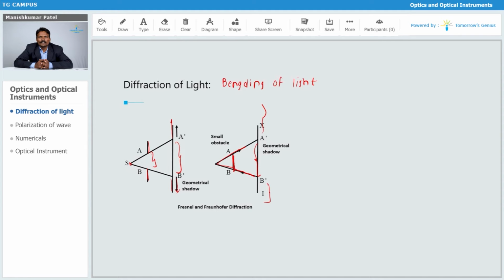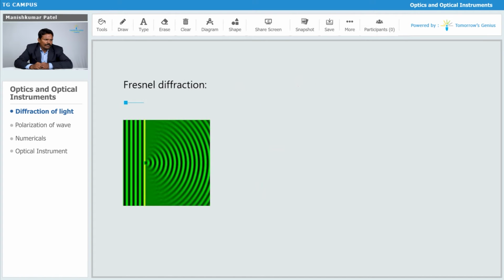Again, when the sunlight passes through clouds, there is a kind of ring or different colors formed around the edge of the cloud. That is also a diffraction, which is a bending of light. So this is what we can say for diffraction.